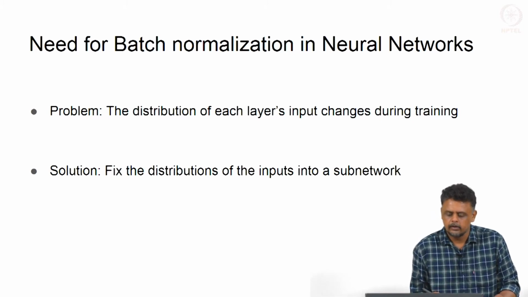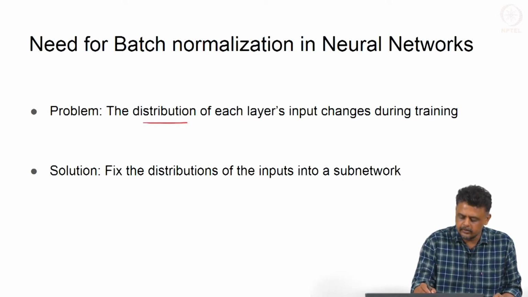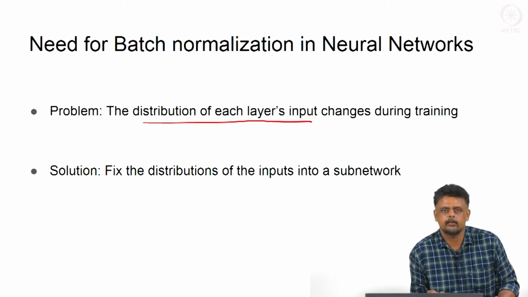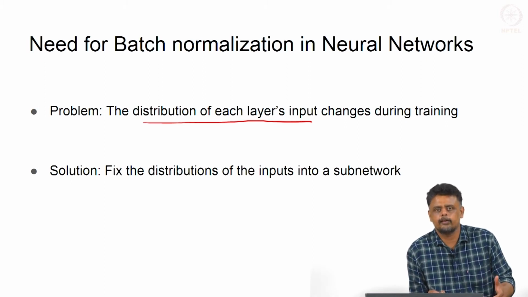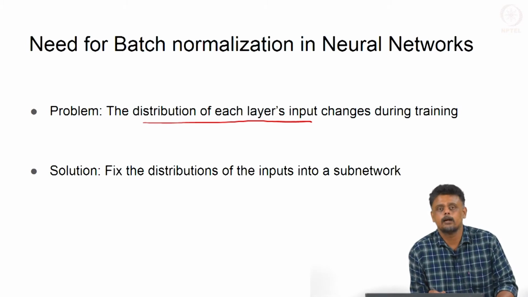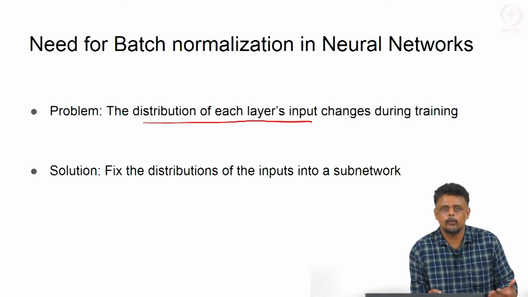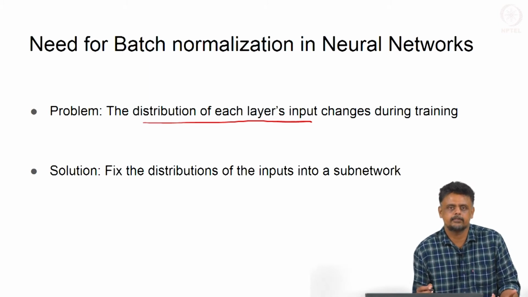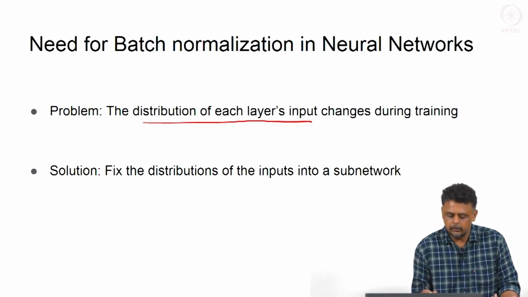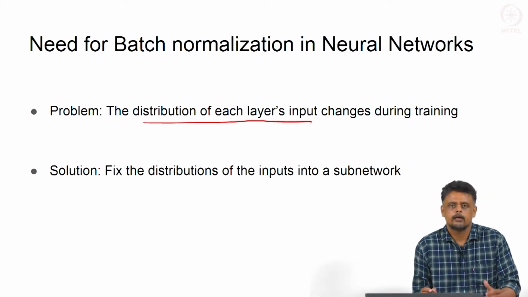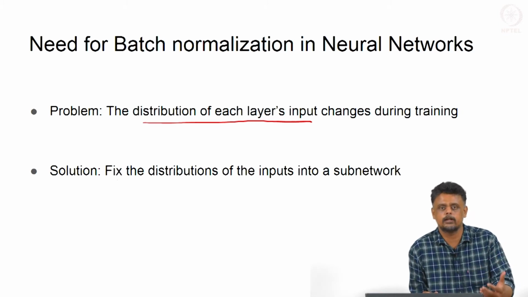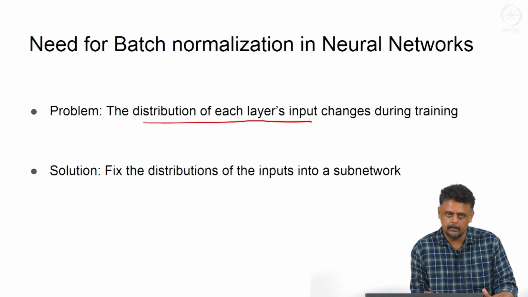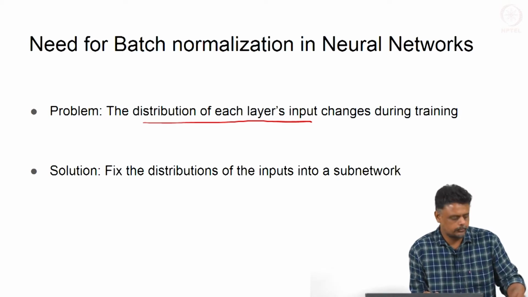When we train a deep neural network, the distribution of each layer's input changes during training. We will see why in the next slide, but as we train, the weights keep changing, so the input to a particular layer in the network changes dynamically. If the weights change drastically between two iterations, you have the same issue. The solution is to somehow make sure that the distribution of the inputs to a layer does not change too much.